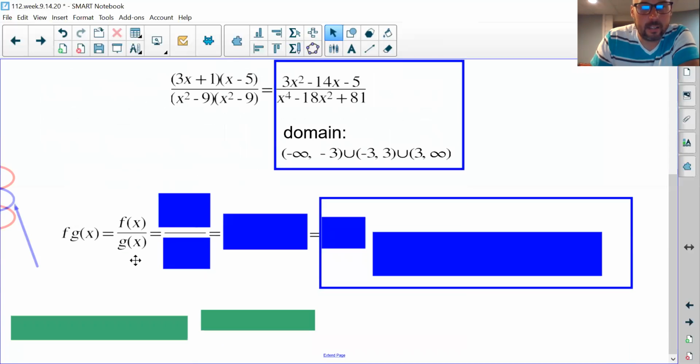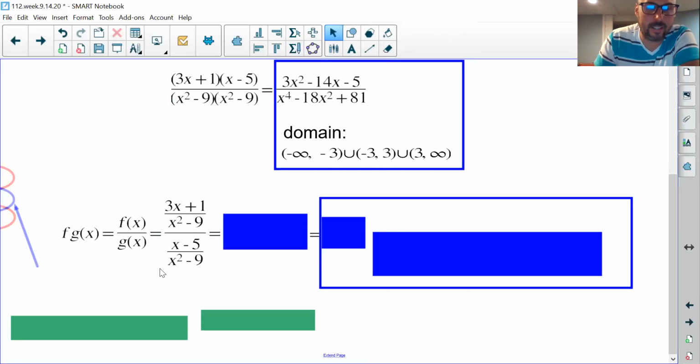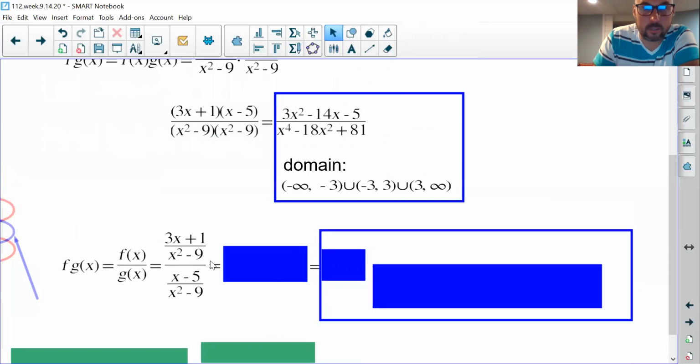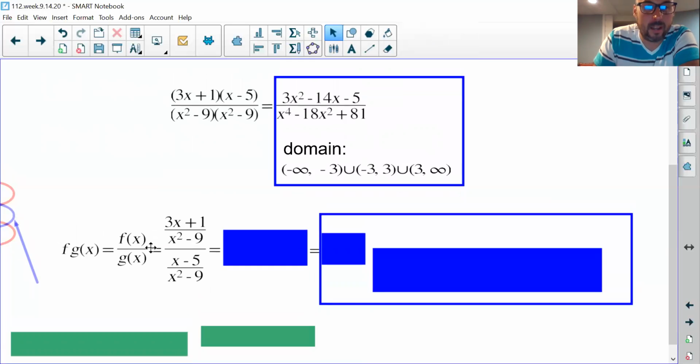F divided by g. The division is always the one that causes us problems. First of all, we know f, no big deal. And we know g, but the difference here is that you're dividing. So not only are you dividing by x squared minus 9, that was already a problem up here. So that already limited our domain to everything except for -3 and 3. But now we're also dividing by this bigger denominator.